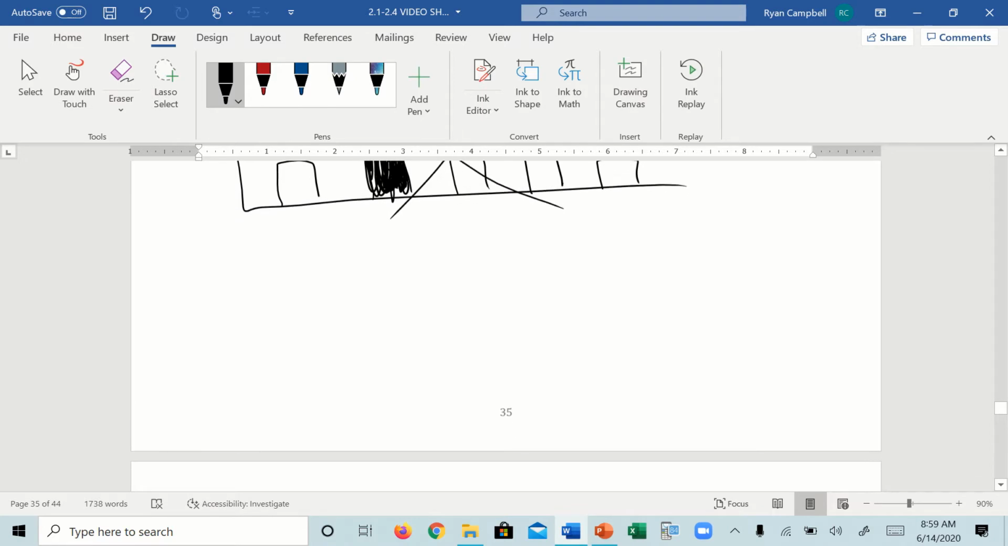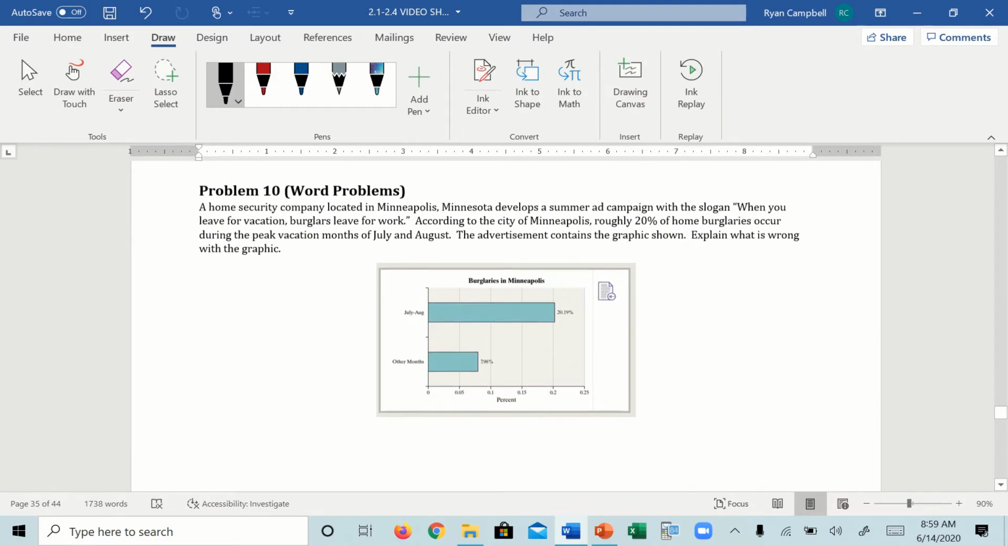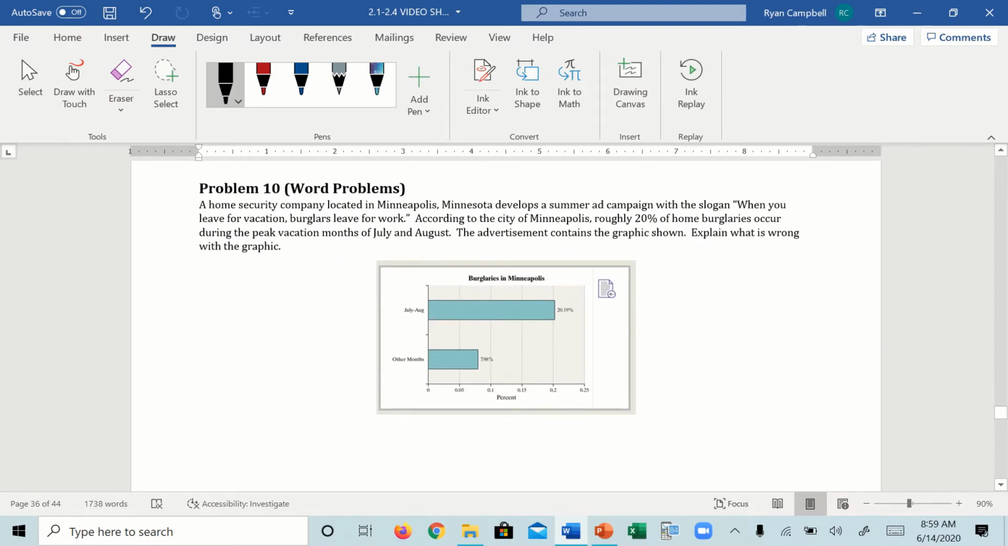All right, so let's look at some of these problems. So problem number 10 on our worksheet. A home security company located in Minneapolis, Minnesota, develops a summer ad campaign with the slogan, "When you leave for vacation, burglars leave for work." According to the city of Minneapolis, roughly 20% of home burglaries occur during the peak vacation months of July and August. The advertisement contains the graphic shown below. Explain what is wrong with this graphic.